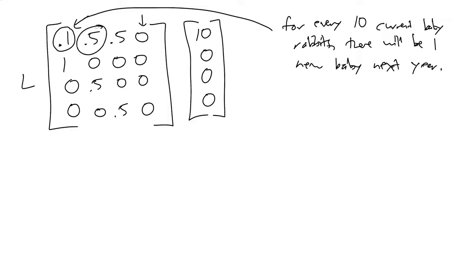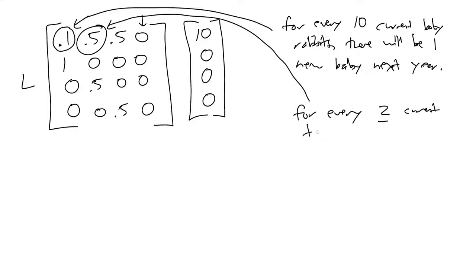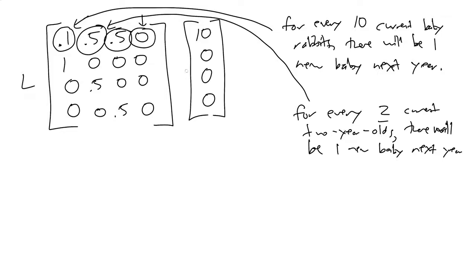As opposed to this, that means, wow, those 2-year-old mamas are really fertile, right? Because that means for every 2 current 2-year-olds, there will be 1 new baby next year. So, if I've got 50 2-year-old rabbits, I'm going to have 25 babies from them in the next time period. And that is also true for 3-year-olds. And then here we're saying that once you're a 4-year-old rabbit, you are infertile. You cannot give birth. And that's what that 0 there means.